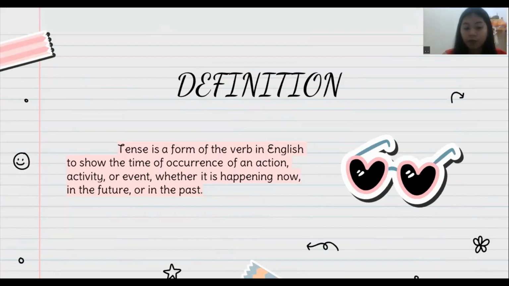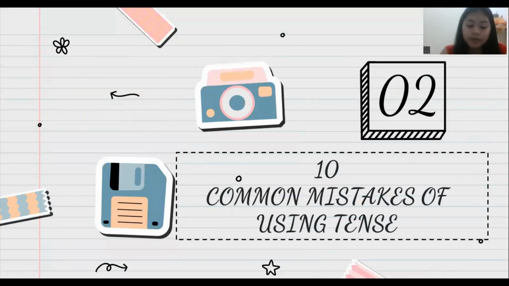Tenses is a form of the verb in English to show the time of occurrence of an action, activity, or event, whether it is happening now, in the future, or in the past. That was a glimpse of the material about tenses. Then let's talk about 10 common mistakes of using tenses.